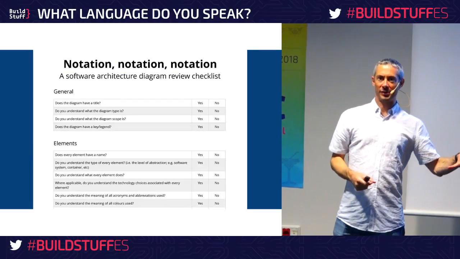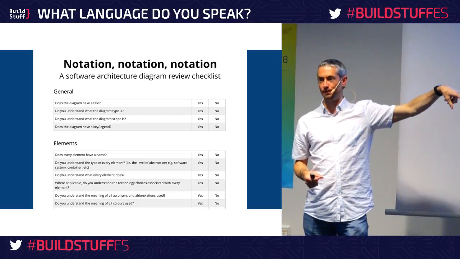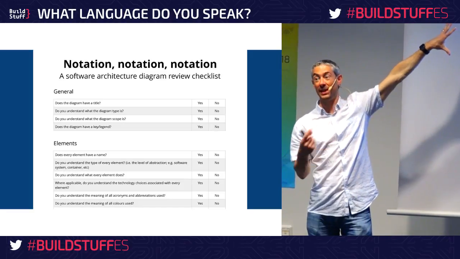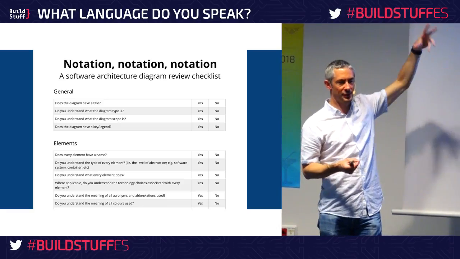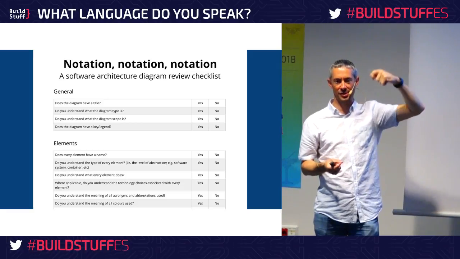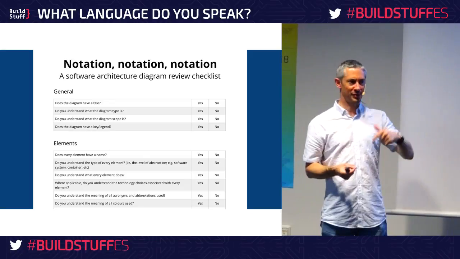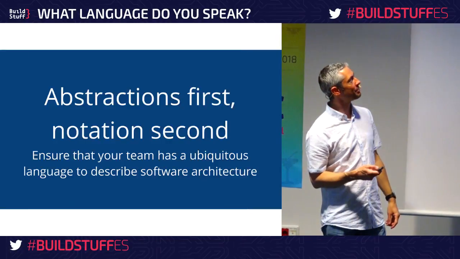There's lots of stuff I could talk about with notation. If you want some more notation tips, if you go to c4model.com and scroll down, about halfway down, there's a PDF checklist I created. It's a simple 2 or 3 page checklist that allows you to do a quick review of an architecture diagram. So, do you understand the boxes and the shapes and the color coding and all that sort of stuff? That's available to download for free.